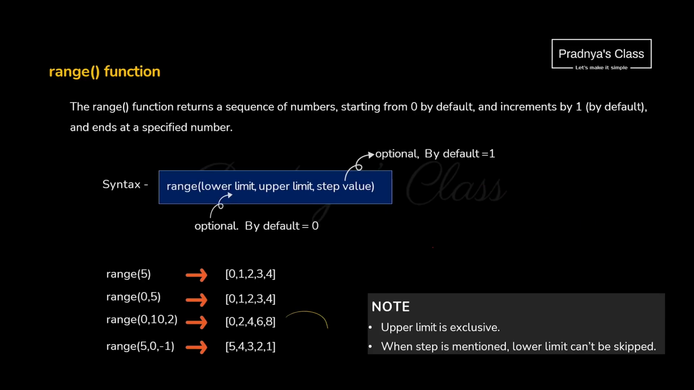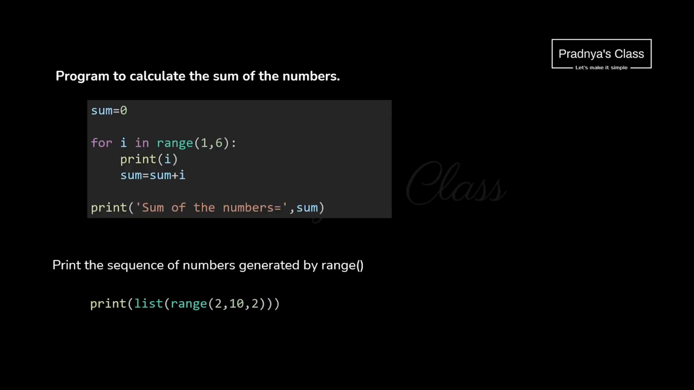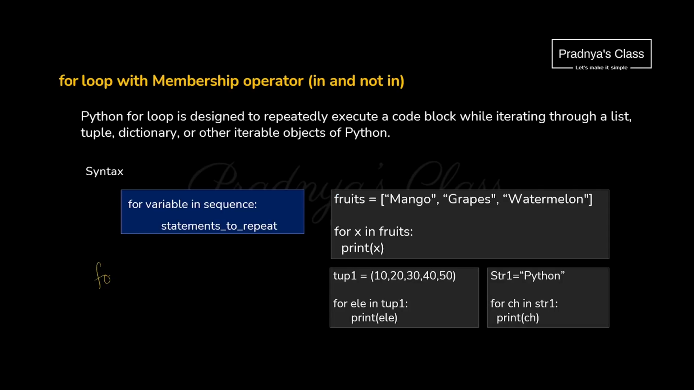In case of step, keep this in mind. If you are providing the step, you cannot skip the lower limit. Look at this example. I am thinking 10 is the end limit and 2 is my step, but Python will interpret them as a starting limit and the ending limit. Nothing will generate. That's why when you want to write a step, you must mention the start, whatever it is. Even a step can be negative. In that case, the starting will be a bigger number and the end limit will be a smaller number. Try out different combinations. Here is one example to practice. Calculate the sum of numbers.